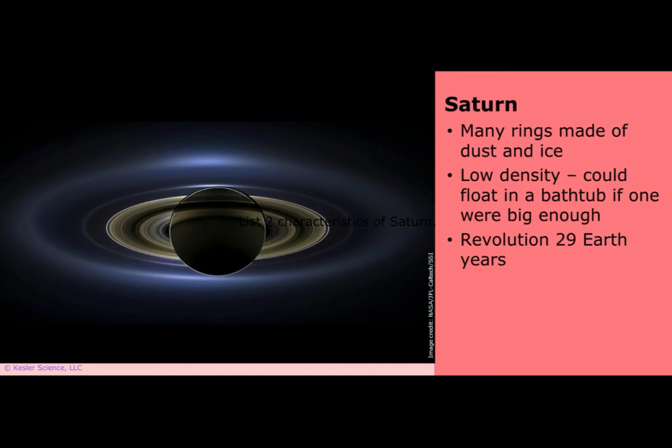Next up is Saturn. Now, Saturn has many rings made up of dust and ice. Now, it has a very low density, such that if you shrink Saturn into a tennis ball, for example, it could actually float in a bathtub if it's that small. So that's how light Saturn is. And it takes about 29 years for Saturn to complete its one revolution.